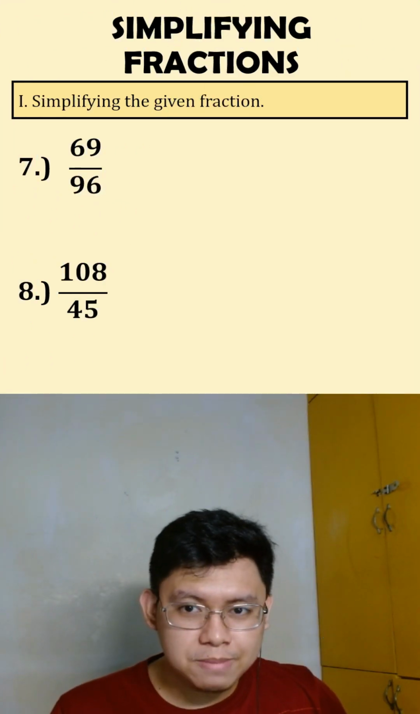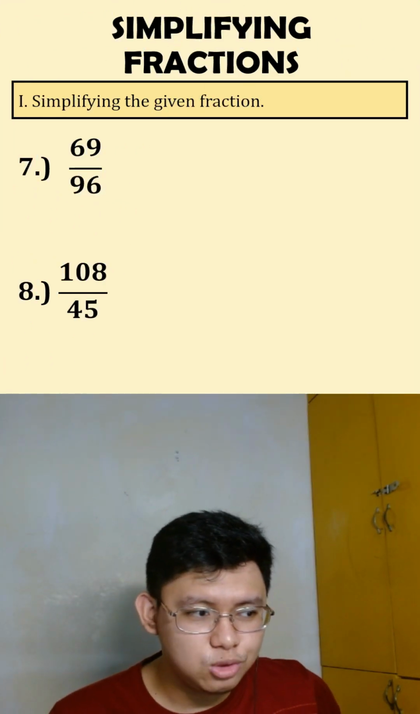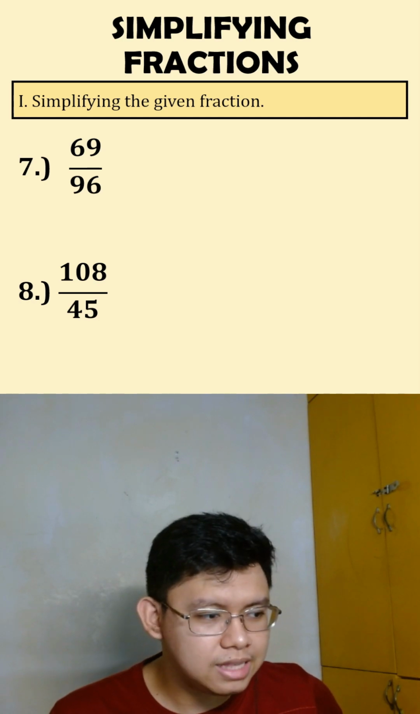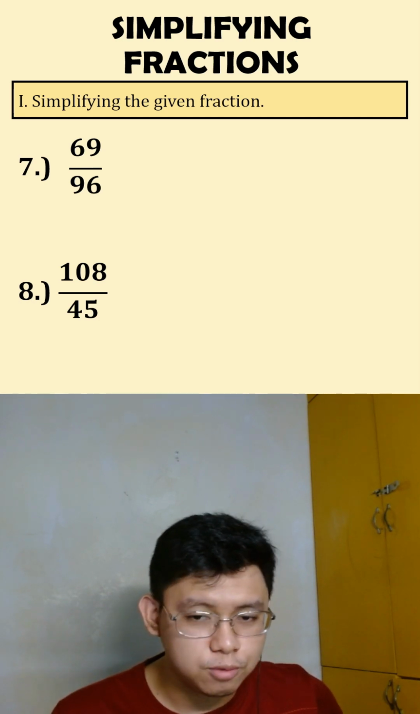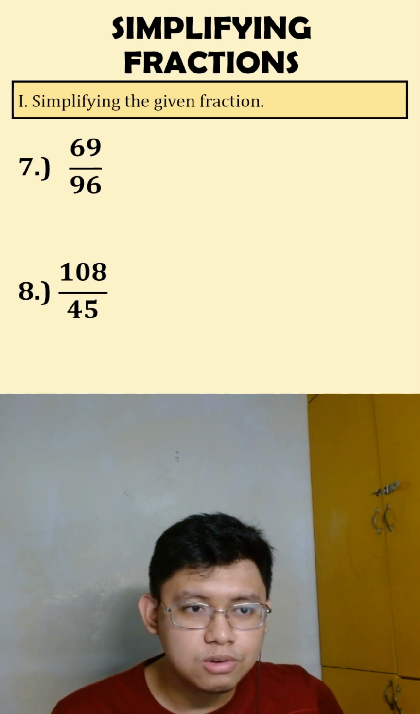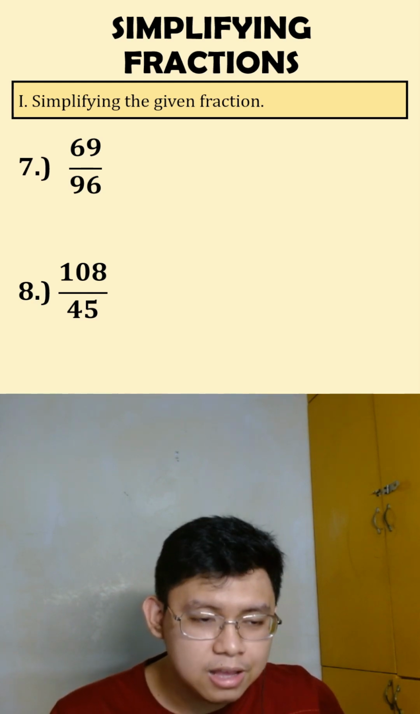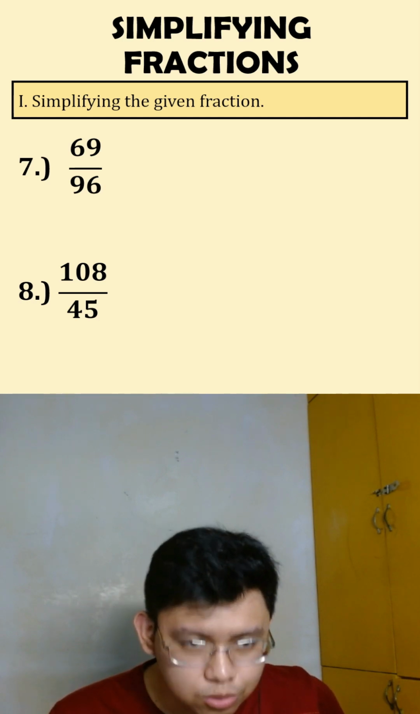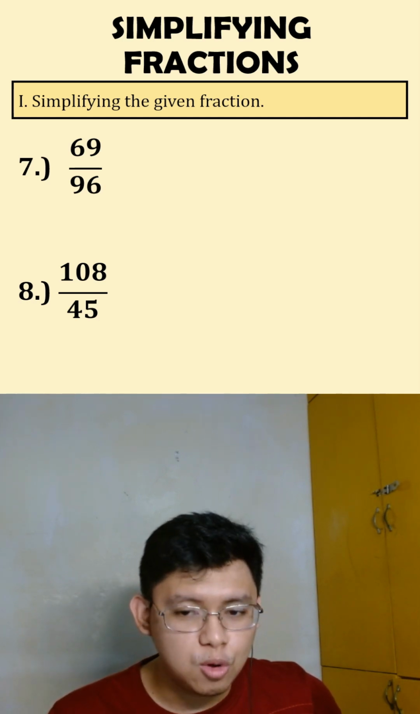Okay. So, let's simplify this fraction. So, we're given two items ulit, 69 over 96 and 108 over 45. Now, in simplifying fraction, kailangan nating kunin yung greatest common factor nila so that we can simplify it to reduce it from its lowest term.